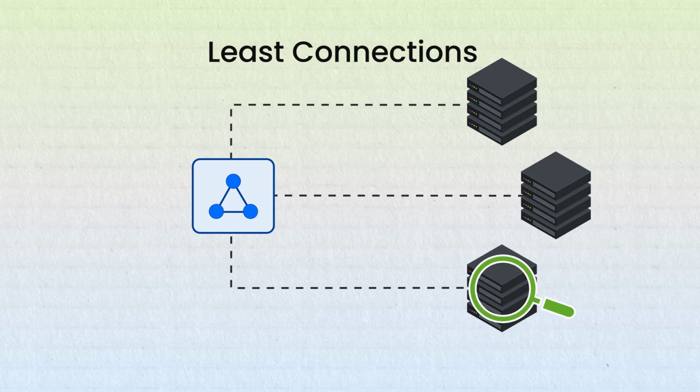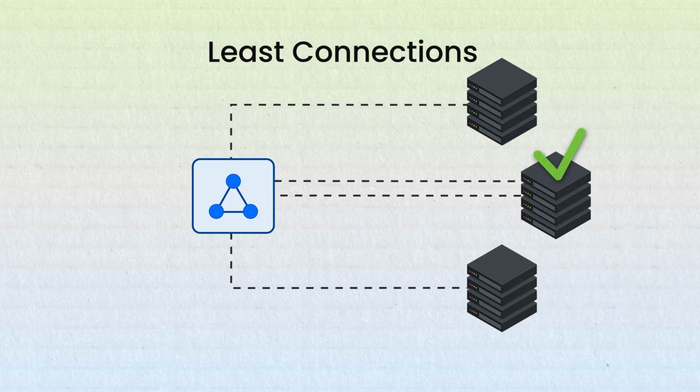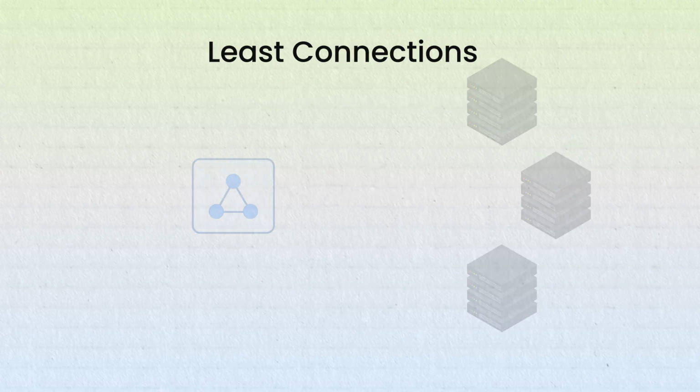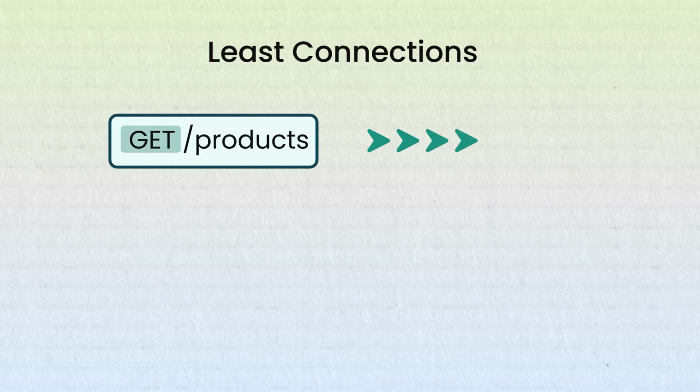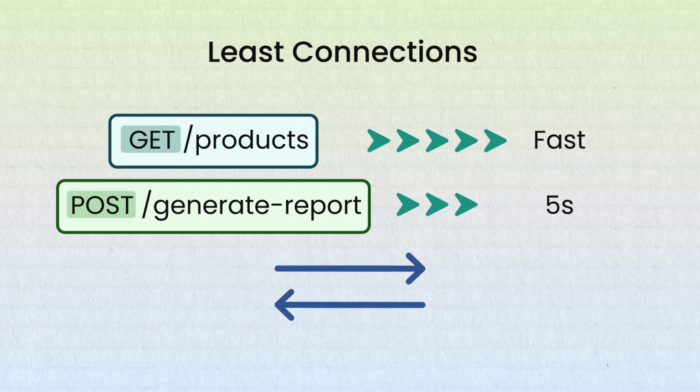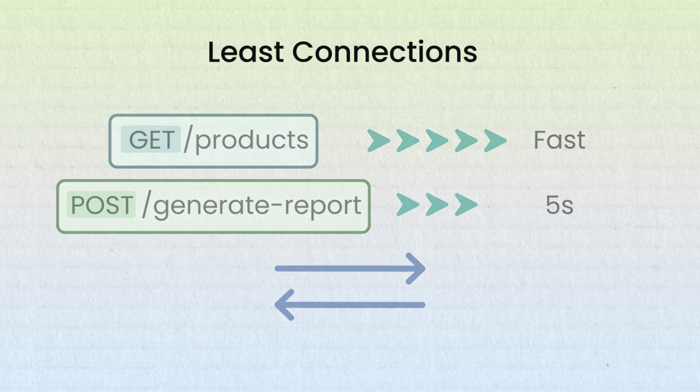Then it sends the next request there. This is useful when some requests take longer than others. For example, maybe getting products is fast, but generating a report takes 5 seconds. In this case, simple rotating requests may not be enough, so least connections can be smarter.